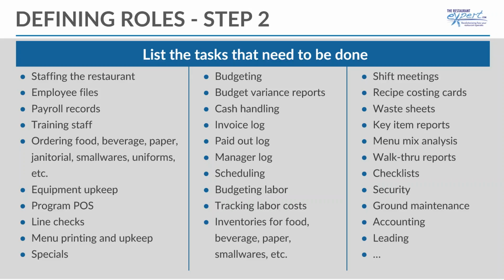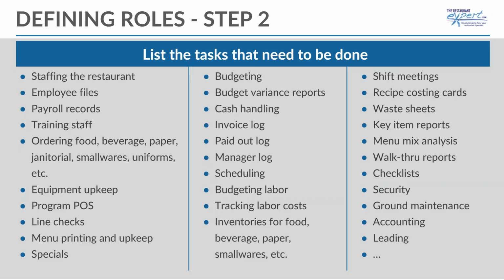First thing is, she said, okay, let's list out all of the tasks that need to be done in the restaurant. Restaurant staffing, employee files, payrolls, training the staff, ordering food, beverage, paper, janitorial, uniforms, equipment upkeep, programming the POS system, line checks, printing menus and upkeep, specials, budgeting, budget variances. You can see all these things, and there's a whole bunch more. I want everything listed out, from buying light bulbs all the way through calculating dollars per labor hour worked.